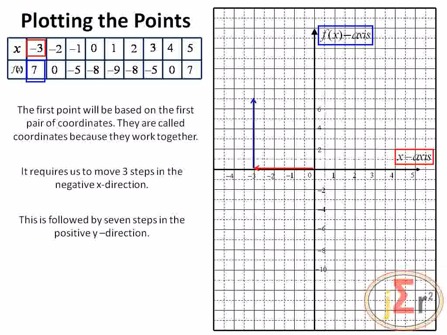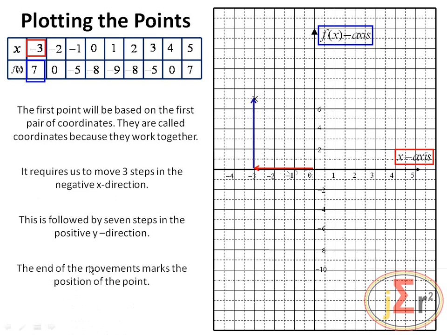Now, this is followed by 7 steps in the positive y direction. So that is 7 in the y direction. Notice that right here, we have each one of these big squares, or this big block that we have here, means 2 units. So we have 2, 4, 6. On the horizontal axis, each one of the same movement is represented by a single unit. Don't forget that. Now we are going to mark the position with the point. So at the end of the movements, mark that with a point.